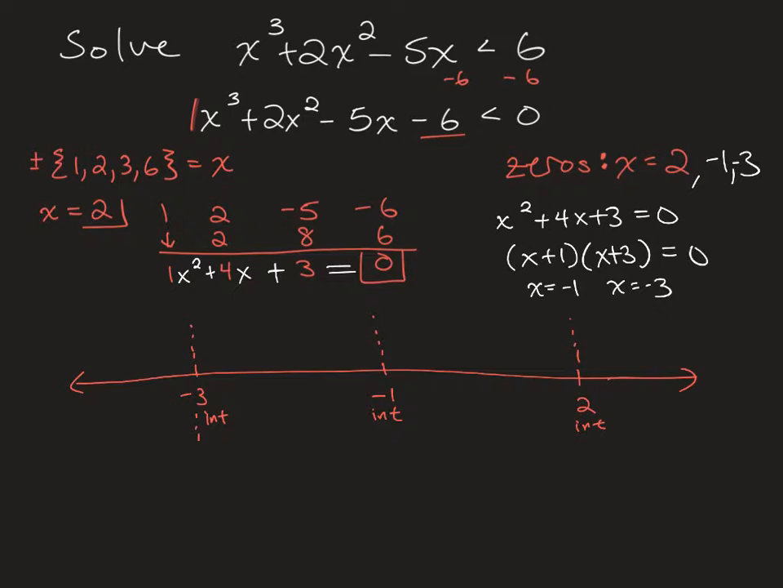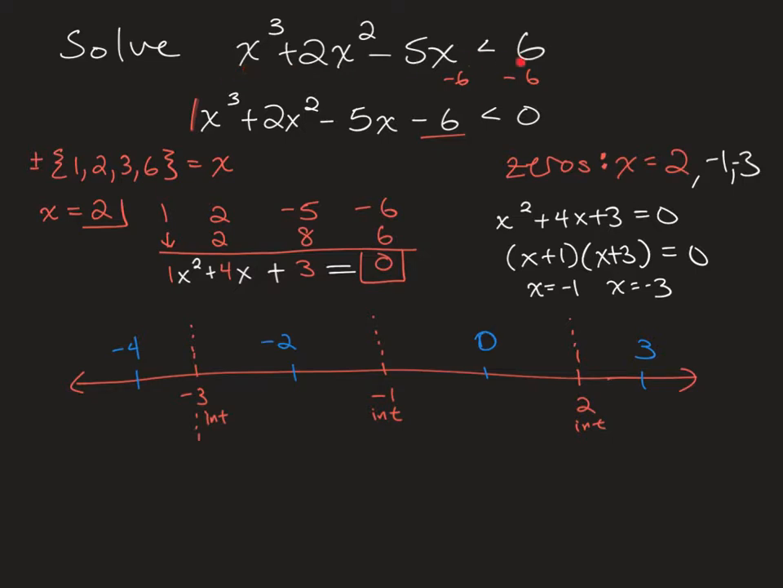Let's see here. Pick test values. So I'm going to pick -4. I'm going to pick -2. I'm going to pick 1, and actually, I want to pick 0 here. And I'm going to pick 3. From there, you want to test all of these values.